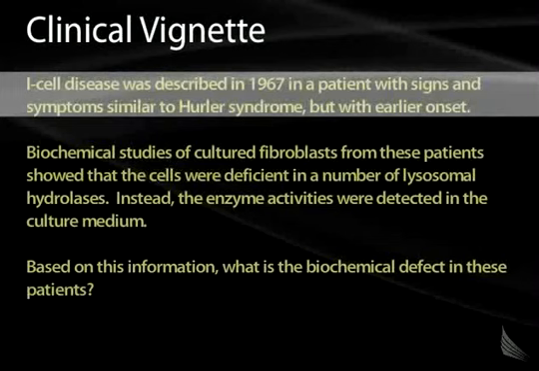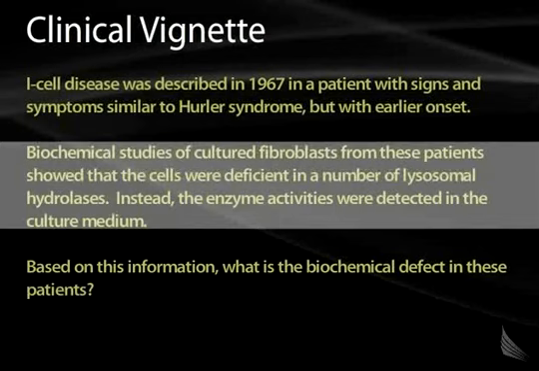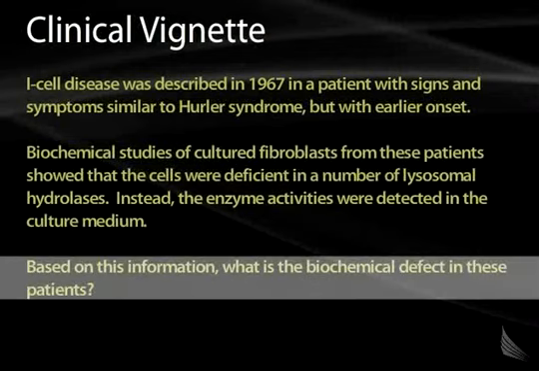I-cell disease was described in 1967 in a patient that had signs and symptoms similar to Hurler syndrome, but with an earlier onset. Biochemical studies of cultured fibroblasts from these patients showed that the cells were deficient in a number of lysosomal hydrolases. Instead, the enzyme activities were detected in the culture medium instead of in the cells where they belonged. So if you look at that information, what do you predict that the biochemical defect will be in these patients?